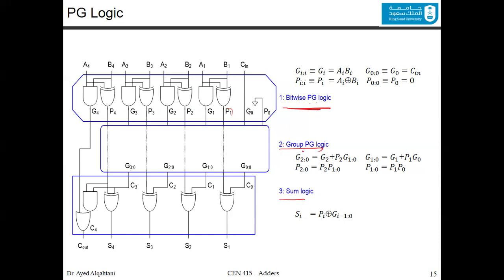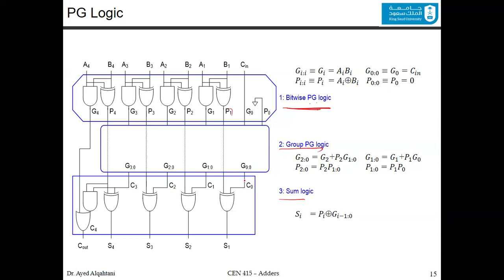Now, let's move to the second stage. The second stage is the grouping of the generation and the propagation. The important part here is the group generation. We have the generation from 0 to 0, which is actually the carry 0. The generation from 0 to 1 is actually the carry 1. The generation from 0 to 2 is actually the carry 2. And the generation from 0 to 3 is actually the carry 3.